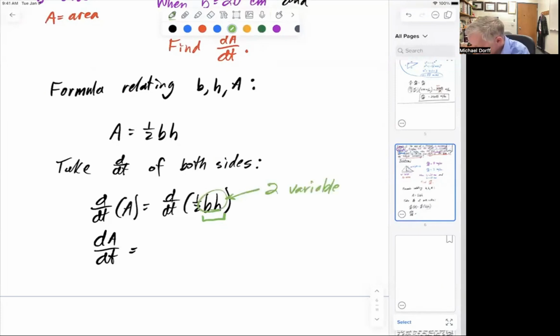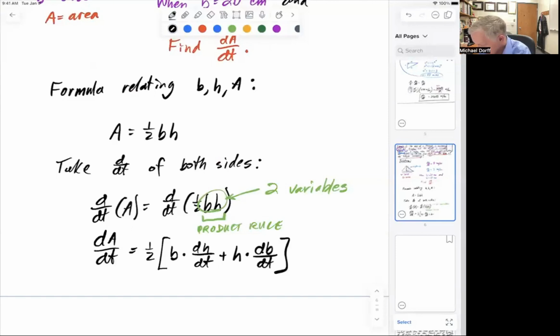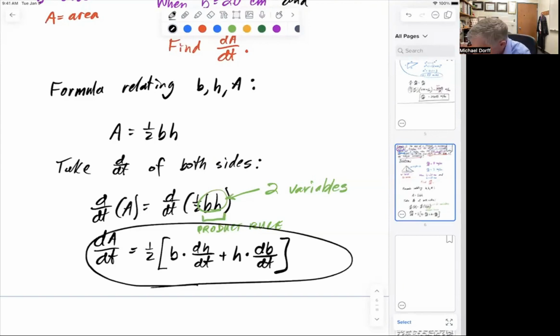So I have to do the product rule in order to take that derivative. The 1/2 is a constant, so I don't need to take the derivative of that. I can just bring that out front. Then the product rule says it's the first, B, times the derivative of the second, so that would be dH/dt, plus the second times the derivative of the first, which would be dB/dt. So there's our formula that we've got here.